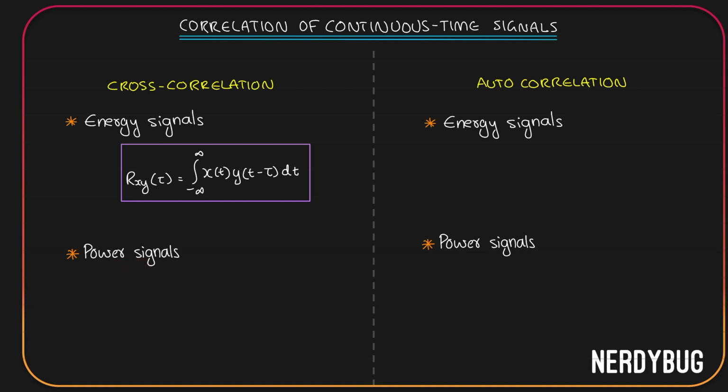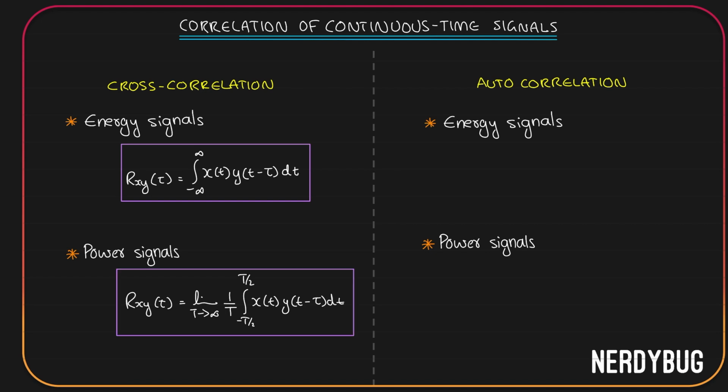The thing about power signals is that their energy is infinite. So if you simply take this integral, it might not converge, meaning you will get an infinite value rather than a finite value. But to compare the signals, you need a finite value. So what we do is we will take time average in the case of power signals. We will define Rxy of tau like this: limit t tends to infinity 1 by t integral from minus t by 2 to t by 2 x of t y of t minus tau dt.